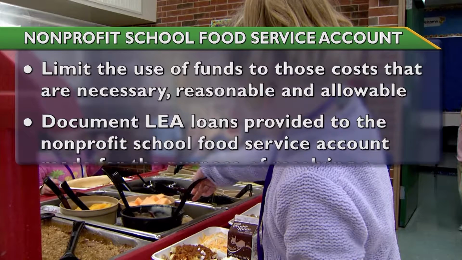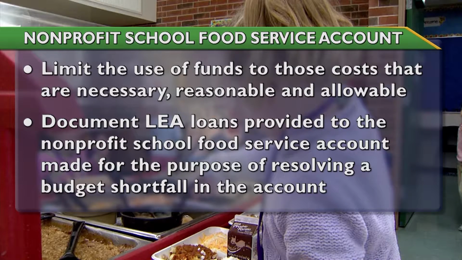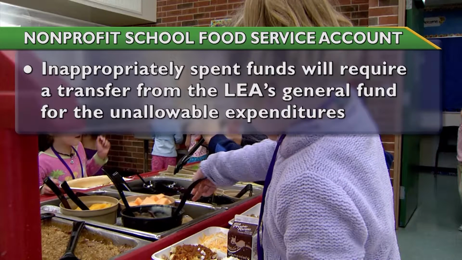Adequately document loans the LEA may have provided to its nonprofit school food service account for the purpose of resolving a budget shortfall in the school food service account. If the state agency finds that the LEA has inappropriately spent nonprofit school food service funds on unallowable costs, corrective action will require a transfer of funds from the LEA's general fund for the unallowable expenditures.